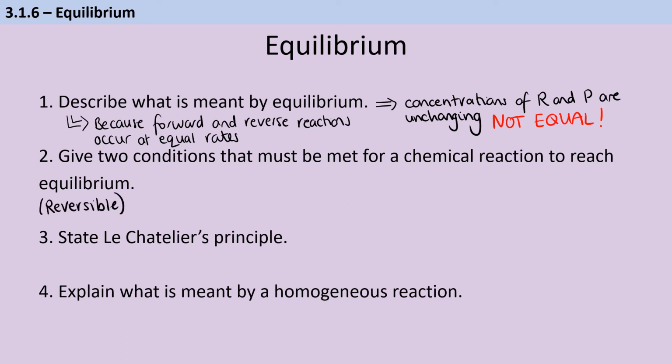In order for a chemical reaction to reach equilibrium, firstly it needs to be reversible, but also we need to have those equal rates of forward and reverse reaction, and it needs to be occurring in a closed system. In other words, no matter and no energy can get in or out.